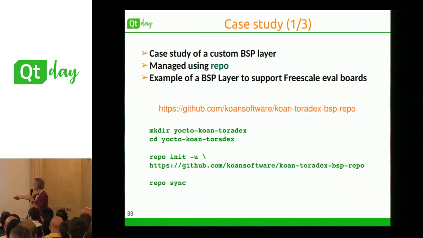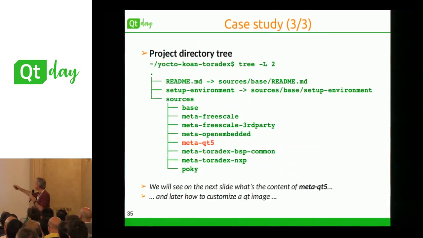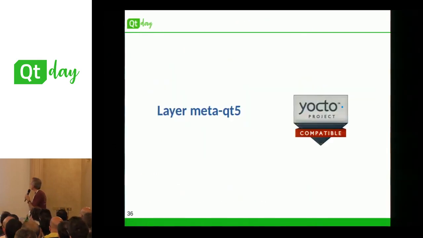You download this from this website and start with the repo sync, and you get the content listed here, so you can study it or use it as a starting point to customize your environment, and you get something like that. You get all the components in green, and we at KOAN have added to the standard Yocto system the meta-qt5. Of course, we have also the Freescale and the Freescale third party because I want to support the Toradex boards. Okay, let's go ahead and see what there is in the meta-qt5.